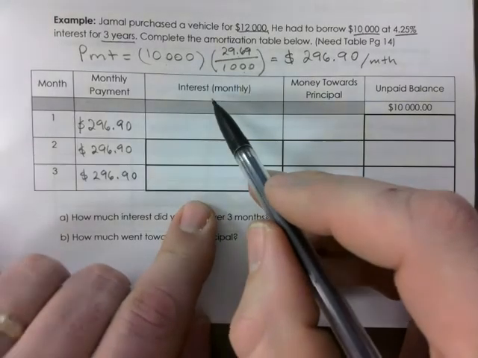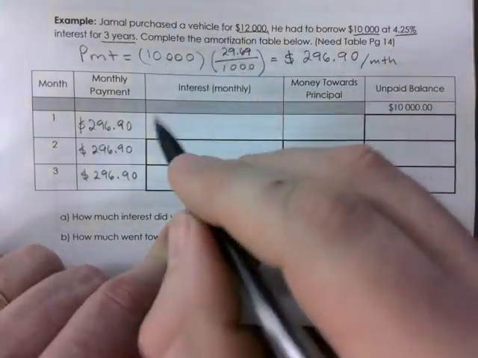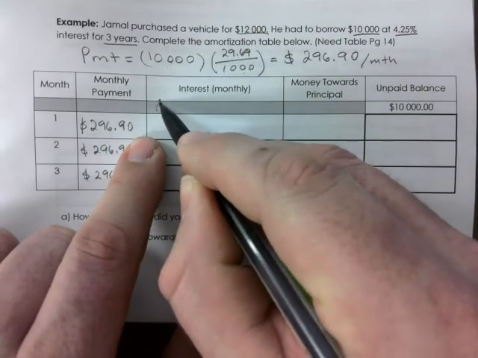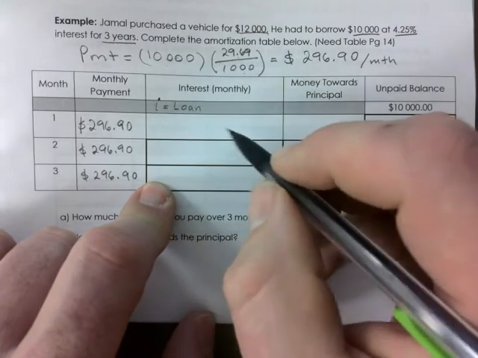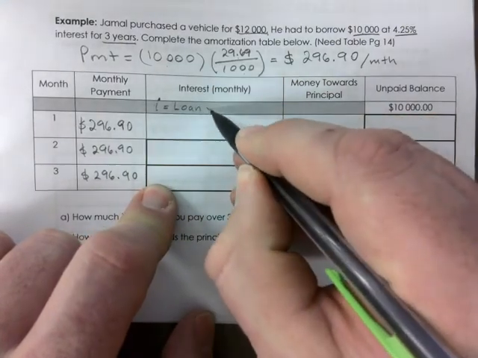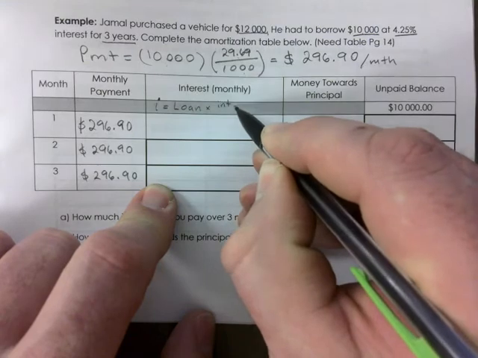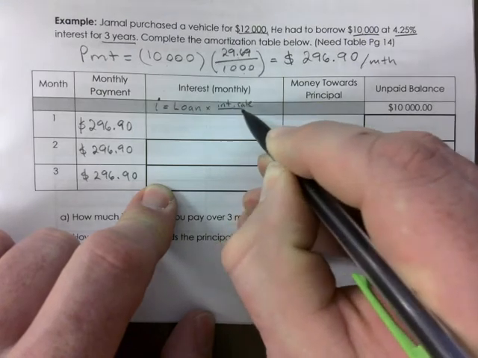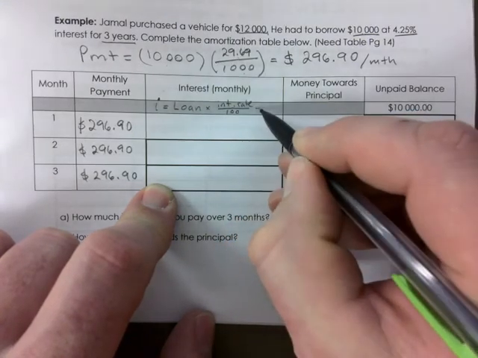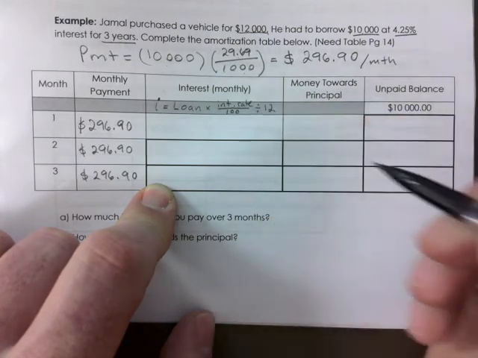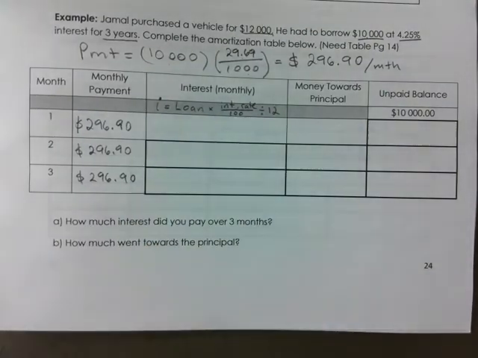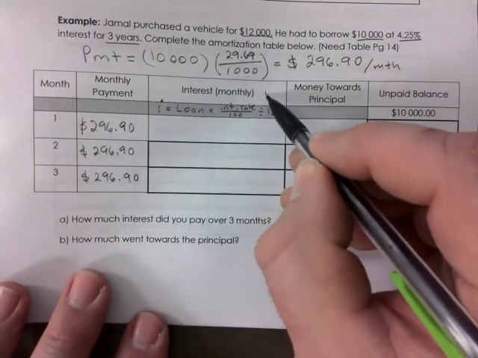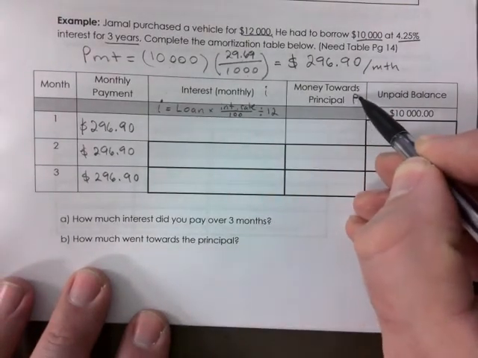So the interest, folks, pay close attention to this. It's the lowercase i. So it's loan times interest rate, and we divide interest rate by 100. And that answer gets divided by 12. I hope you can see that, but it's the same formula that you've been using over and over. Right? It's the lowercase i, and this is lowercase p here.